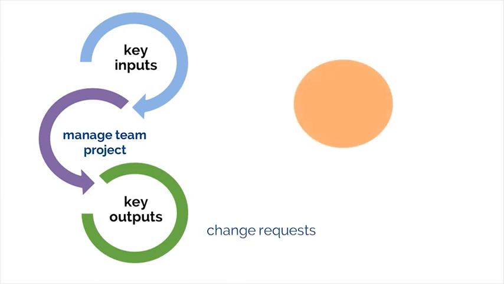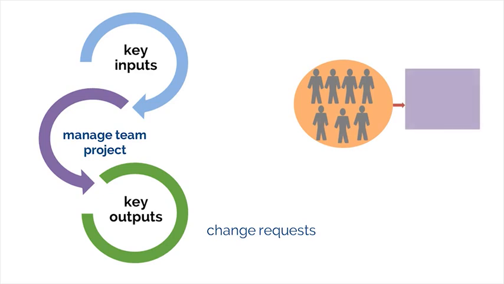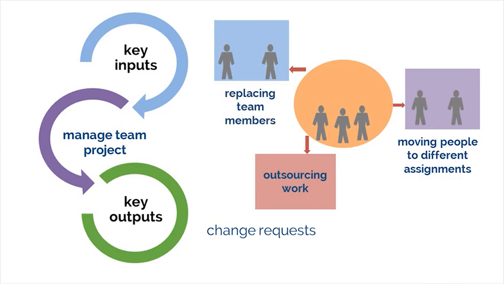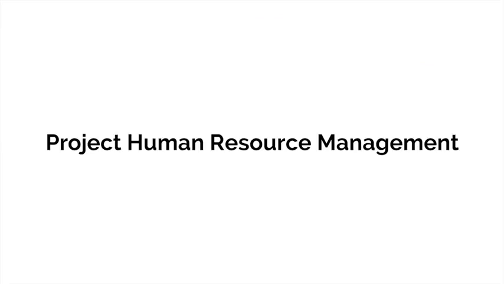Staffing changes, whether by choice or by unforeseeable events, can affect the rest of the project management plan. If staffing issues are causing major alterations to the project management plan, for instance, because of scheduling or budgeting conflicts, a change request can be processed through the Perform Integrated Change Control process. This could mean moving people to different assignments, outsourcing some of the work, and replacing team members who have left the project. And that concludes this module on the Project Human Resource Management Knowledge Area of PMBOK 5.